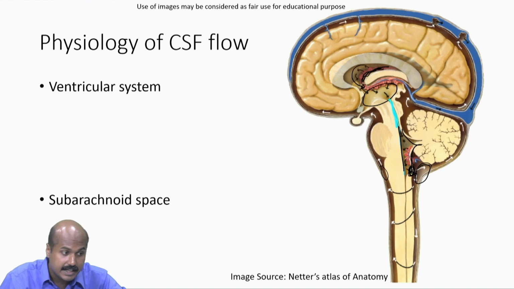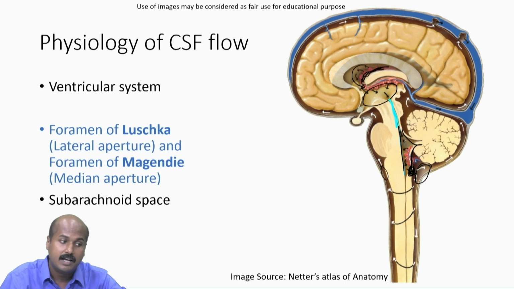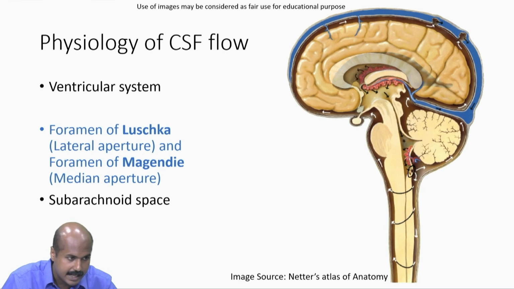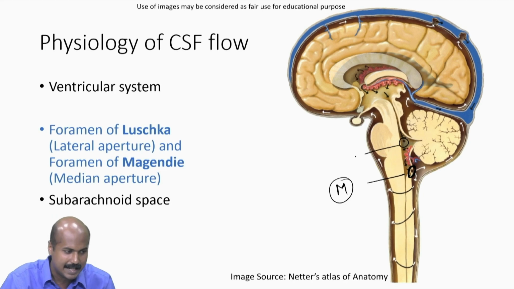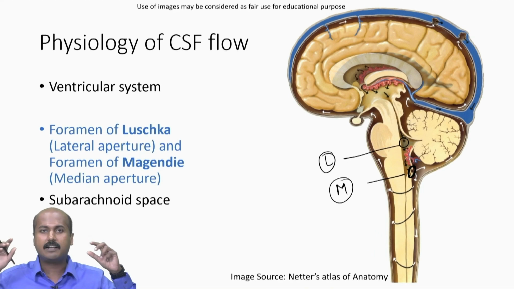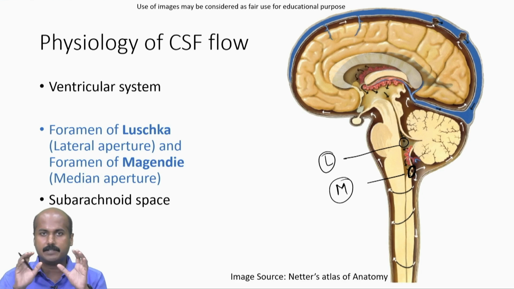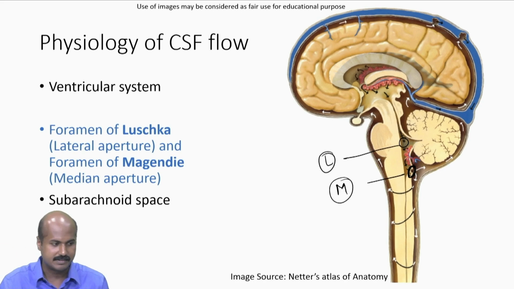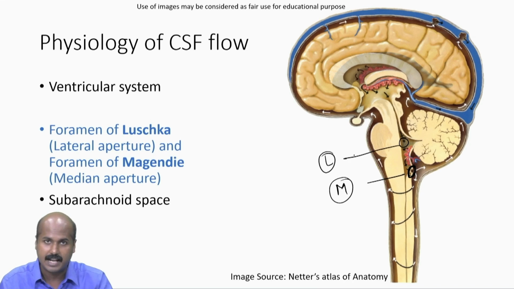This happens through three communications: the foramen of Magendie and the foramina of Luschka. Let me remove these annotations to make this clear. You have a midline foramen of Magendie, you can remember it like that, M for M, and L, Luschka, lateral apertures, located laterally. So, you have two lateral apertures and one midline aperture through which the fourth ventricular cavity communicates with the subarachnoid cisterns.